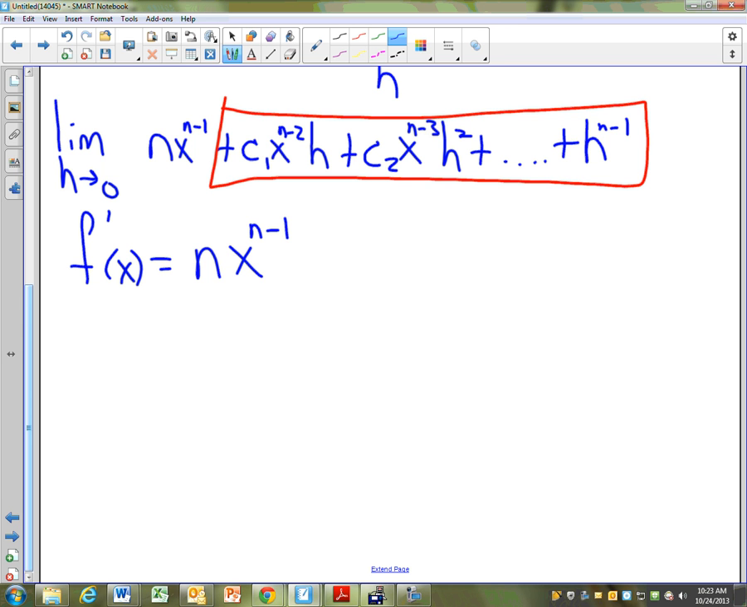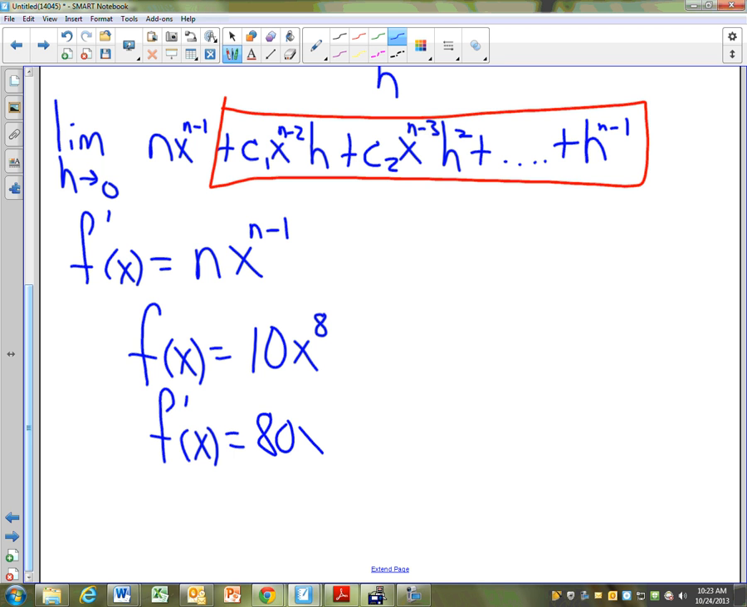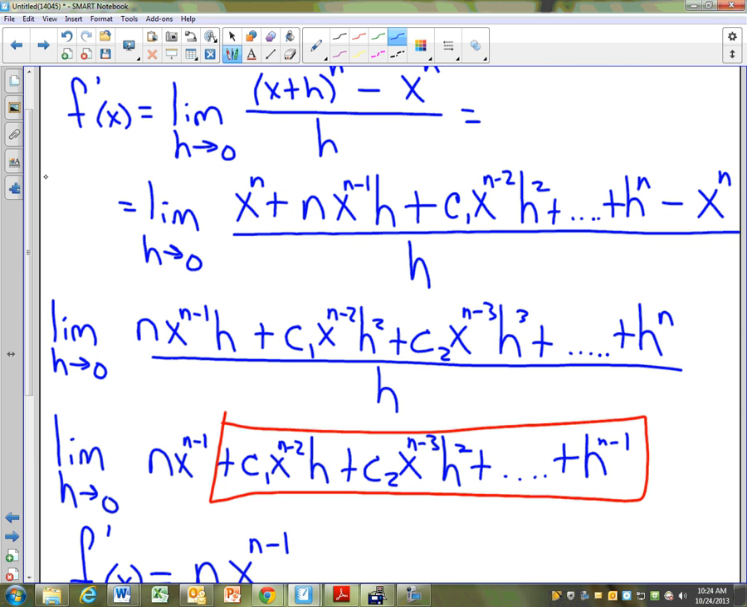What does that mean? It means if f of x is equal to 10x to the 8th, then f prime of x is, drop the 8 down in front. What is 8 times 10? Reduce the power by 1. That's it. We did it, Larry. We did it all. We did it for every polynomial right here. We just proved it.